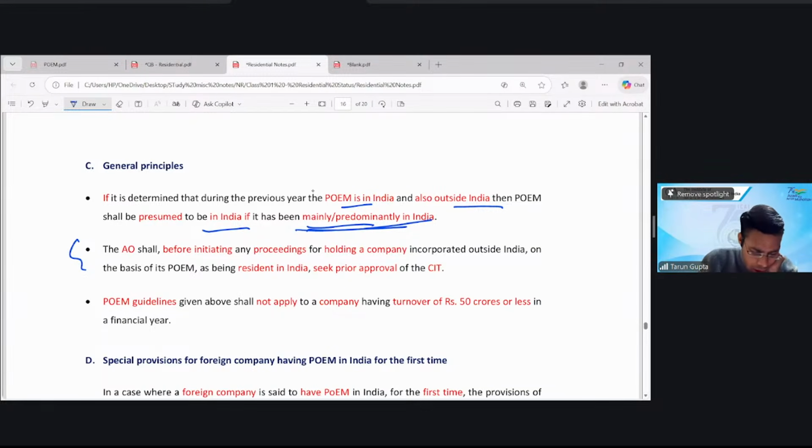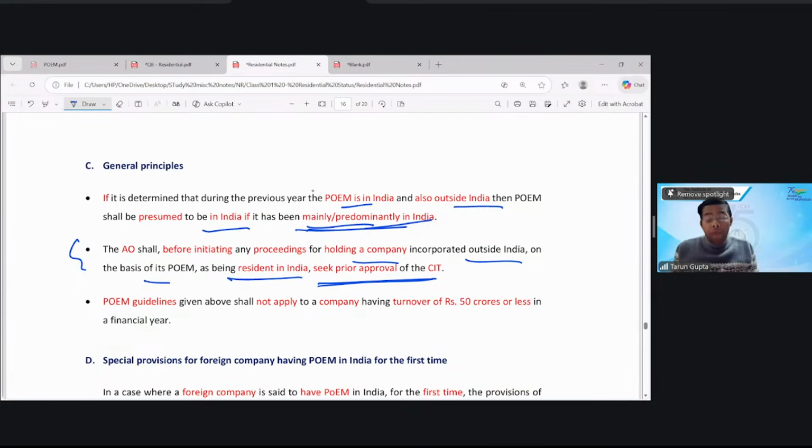The AO shall, before initiating any proceeding for holding a company incorporated outside India as being resident in India on the basis of its POEM, seek prior approval of the CIT. So before initiating a proceeding, even before asking a question from the foreign company about its POEM, he has to take approval of the CIT, and for finally concluding whether the company has a POEM in India or not, he has to take the approval of the committee consisting of 3 officers of the rank of commissioner or principal commissioner.